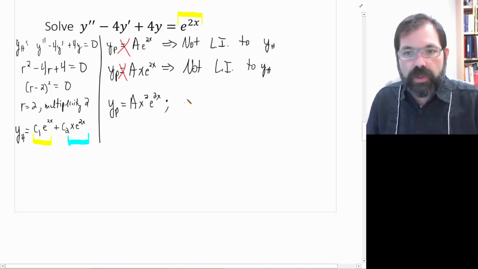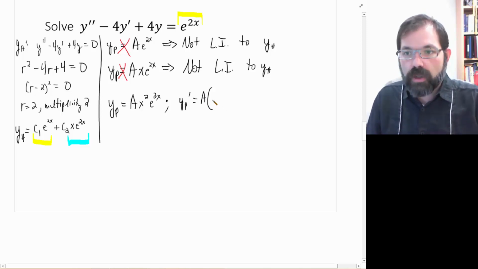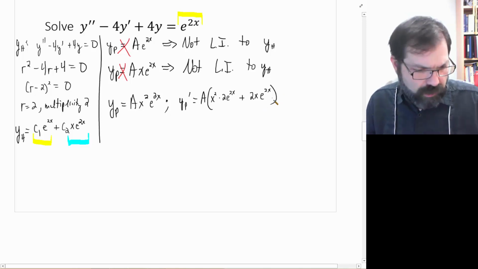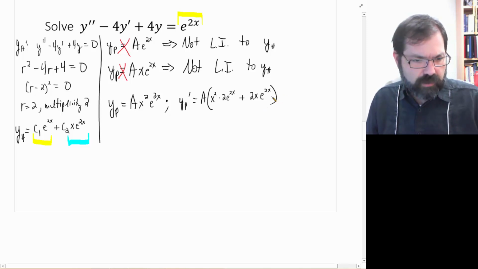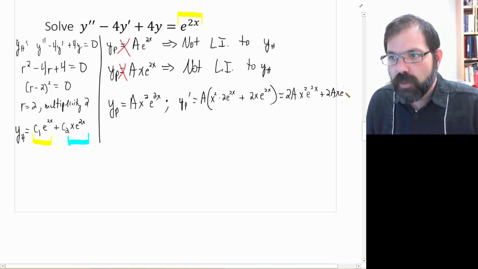All right, so we calculate derivatives. y sub p prime, so let's see, we have a, and then let's use the product rule here. So I'd have an x squared times 2 e to the 2x plus 2x e to the 2x. I multiplied it out, so this is 2a x squared e to the 2x plus 2a x e to the 2x.